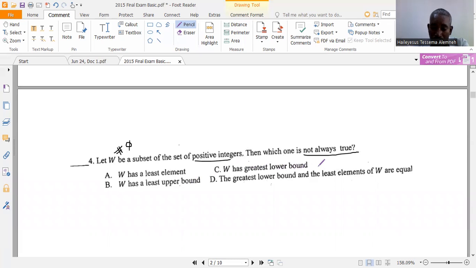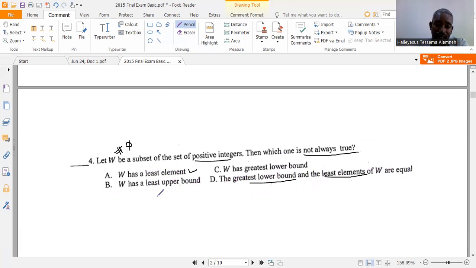W has a greatest lower bound. The greatest lower bound and the least element of W are equal. So which one is not always true? W has a least element, clearly true. W has a least upper bound. It may not be true.